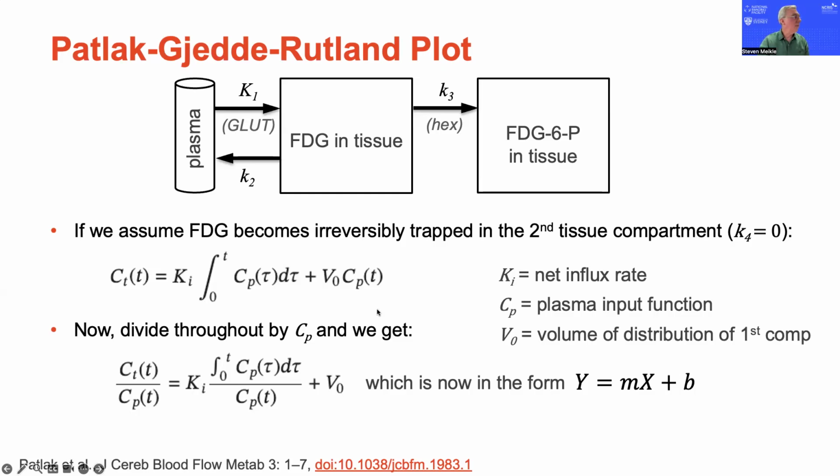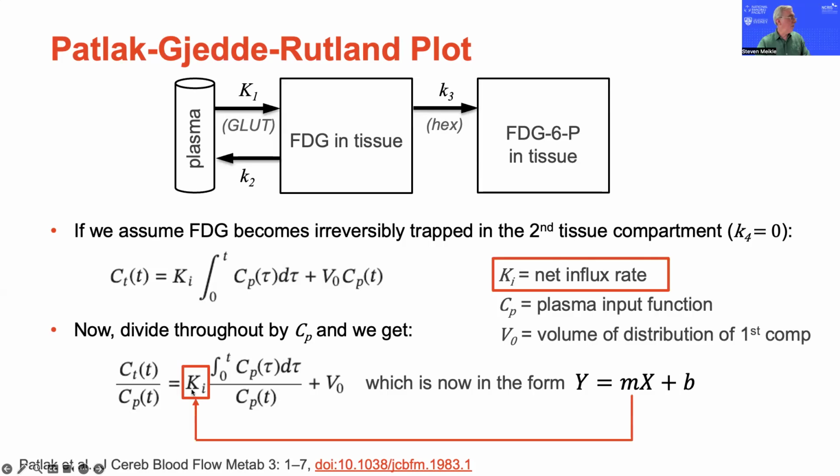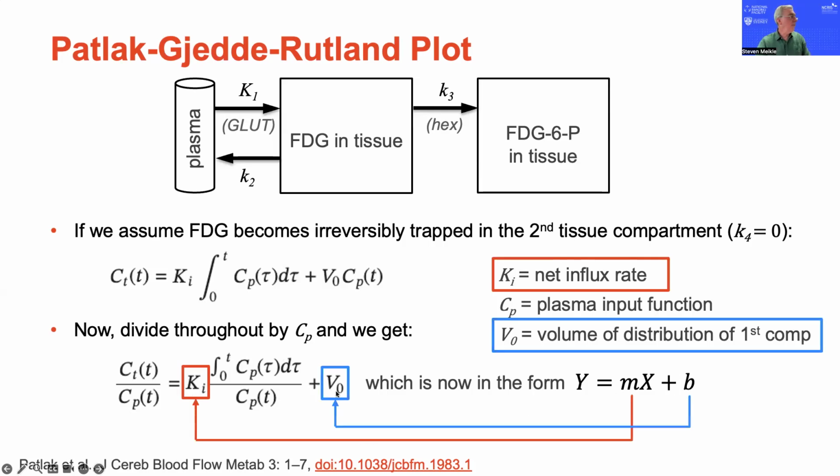So it's not dependent on time anymore. Now we've got an equation in the form of a simple linear regression, y equals mx plus b. There's our y, there's our x, this is our regressor, and there's the slope m. So Ki is now the slope of a straight line plot, and V sub 0, the volume of distribution in this part of the model, is our intercept. And that's what we do with the Patlak plot.